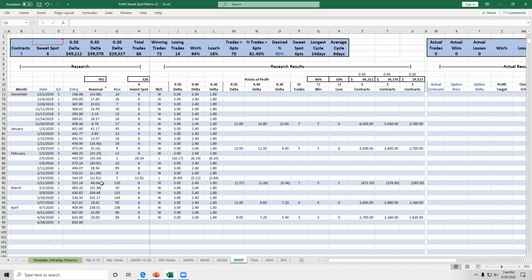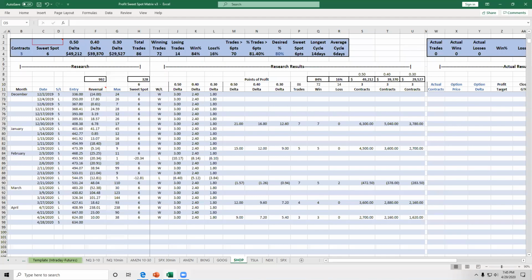Here's a 48-point move. Here's a 21-point loss if you held for the whole cycle, but it moves 6 points favorably for you before it hit that. So it's a 6-point profit times your delta. All of the data is in here for you to be able to evaluate. So those of you who are people who just love to analyze data, this is a great tool for you.